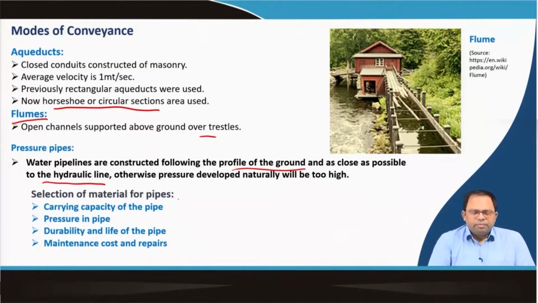Selection of material for pipes, which we will not cover in this particular lecture, depends on the carrying capacity of the pipe, the pressure that is built up in the pipe, the durability and life of the pipe, maintenance cost and repairs, and many other things. But the pressure is very, very important. That means pressure plays a big role in the selection of the pipe, determining the thickness of the pipe, the material used and so on.